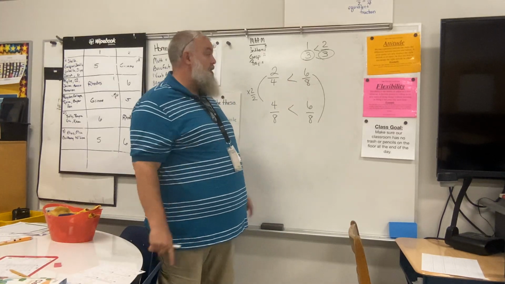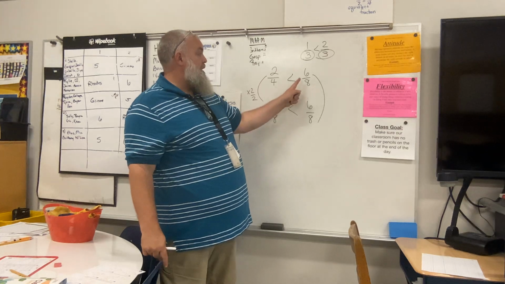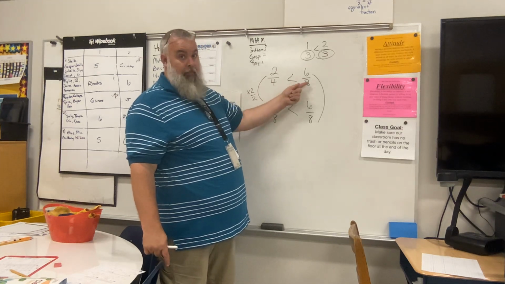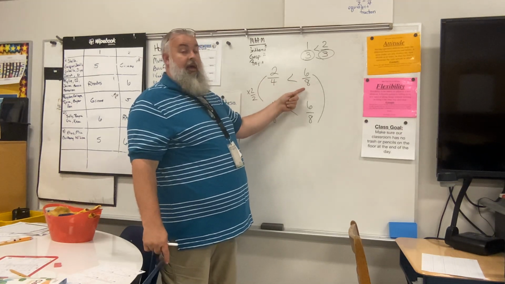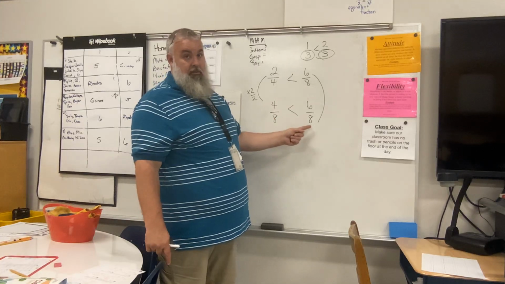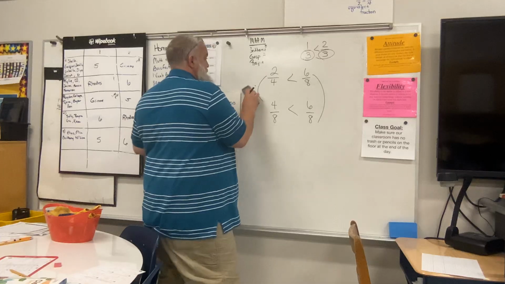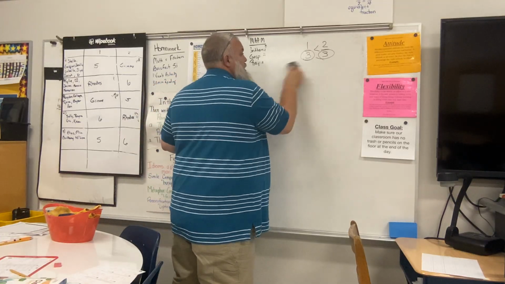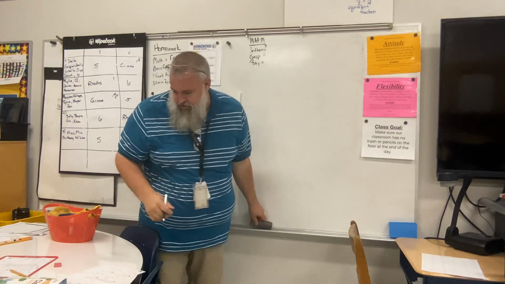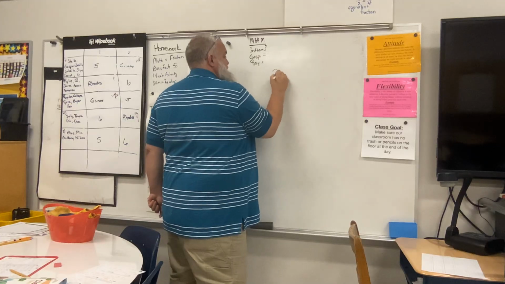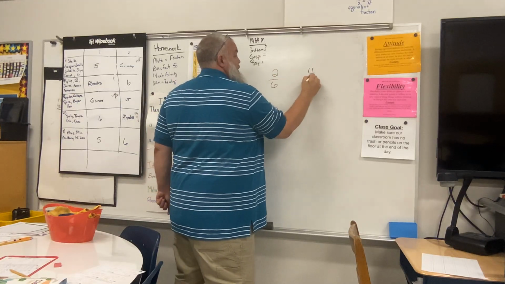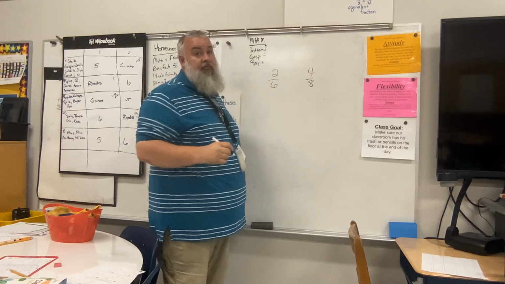Okay, so remember, write it down, figure out if you need to change one or both of them, and then if you don't need to change it, just drop it down, and then change the other one. Okay, now we're going to do a harder one. All right, let's do 2/6 and 4/8. You're probably going to need your basic facts chart.